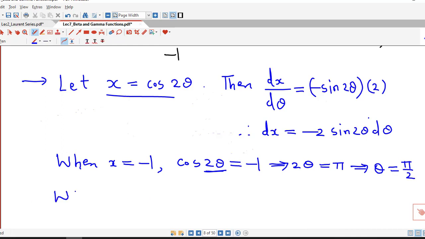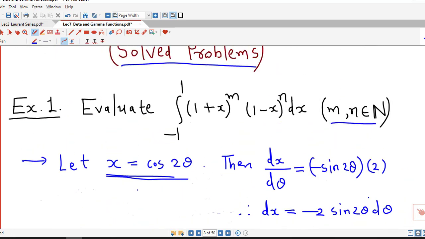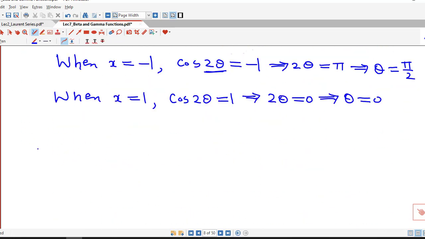And similarly we check for x equal to 1. When x is 1, cos 2 theta is 1, and the value of the angle for which cosine is 1 is 0. So we obtain theta equal to 0. So when x is minus 1, theta is pi by 2. When x is 1, theta is 0. So we substitute all these things in the given integral, and we see what we obtain.